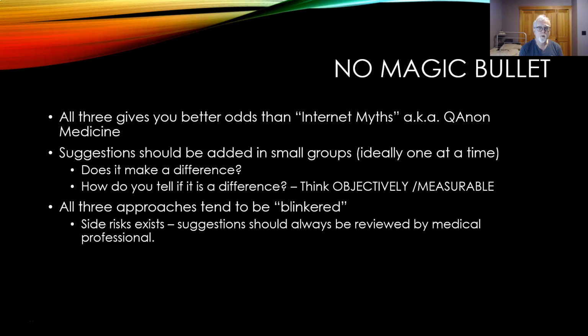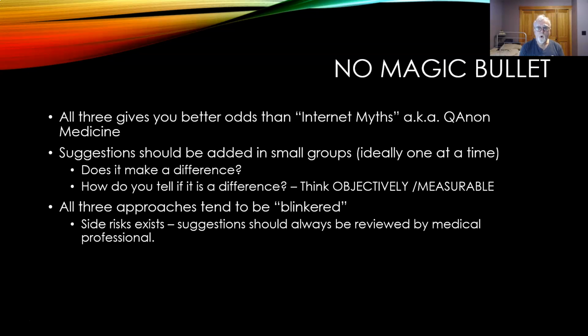Again, a lot of stuff on the internet in terms of medicines are myths, sometimes literally QAnon medicine, often promoted by somebody who has a retail product to sell, or who got sold on a product and had a positive result because of, for example, the placebo effect. Placebo effect reduces stress. Lower stress levels means microbiome shifts. So the product may not actually be causing it. The placebo effect may be causing it. Suggestions should be added in small groups, ideally add one at a time, and then determine does it make a difference. One of the key problems is how do you tell if it is a difference? You have to start thinking objectively, measurably.